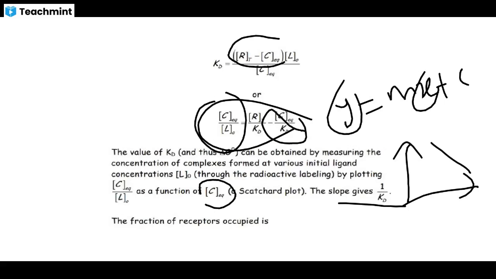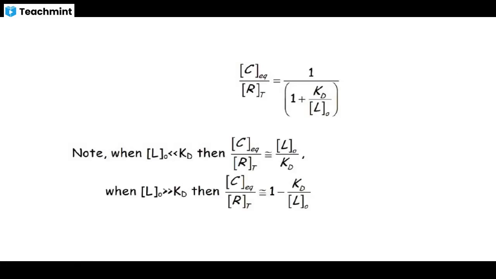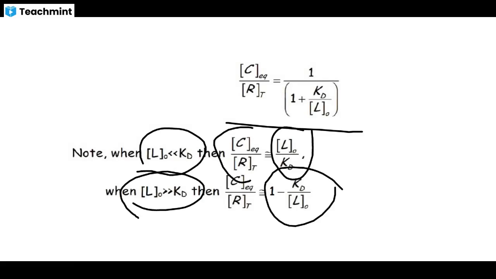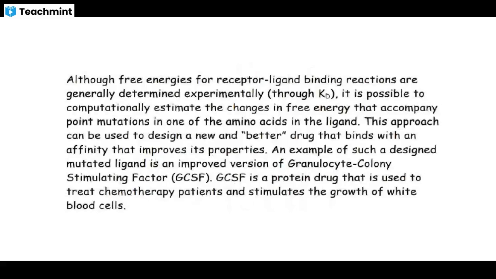The fraction of receptor occupied is obtained by rearranging the equation to get this relation. When the ligand concentration is much less than the Kd, then C equilibrium divided by RT equals L0 divided by Kd. When it is high, you get this other relation. So this is mathematics you should know.